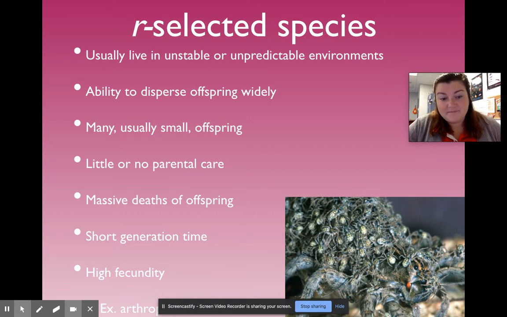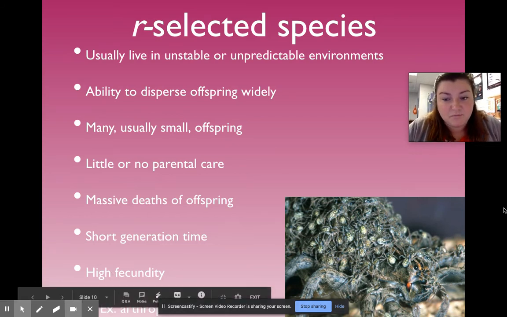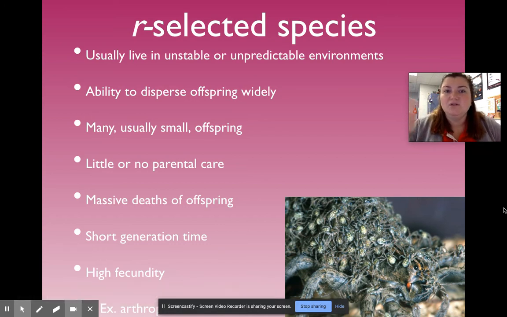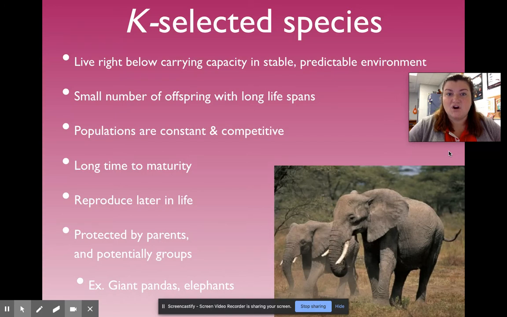And they have a high fecundity rate, just meaning that they can produce tons of offspring. They have a high fertility rate. So when we compare these two, you've got K-selected organisms, like humans, are K-selected, obviously.